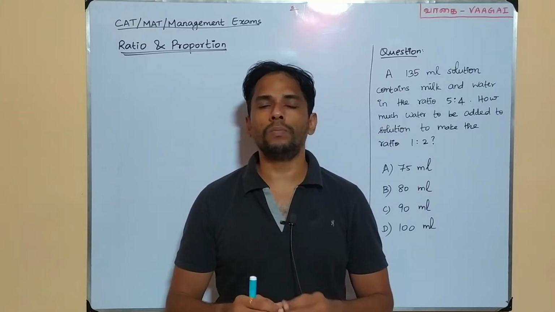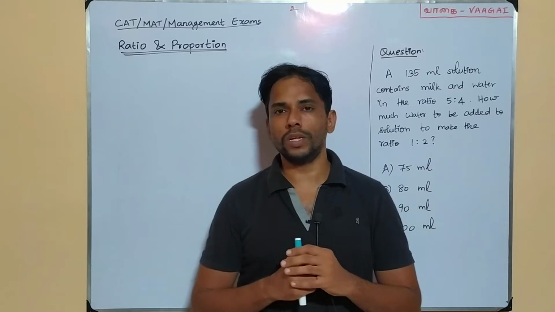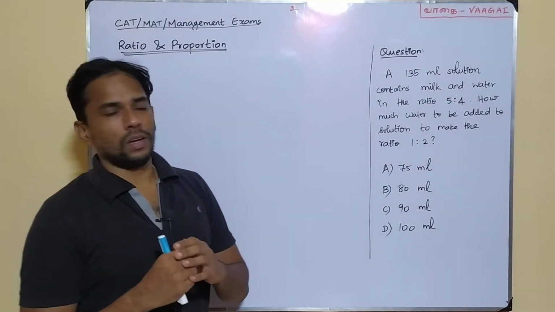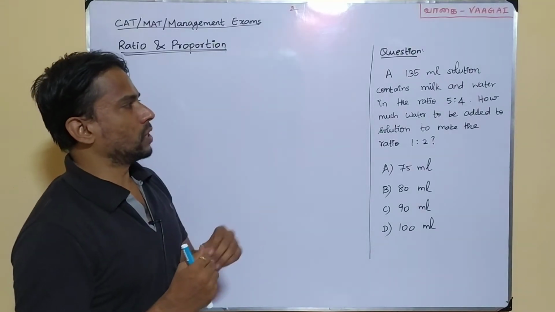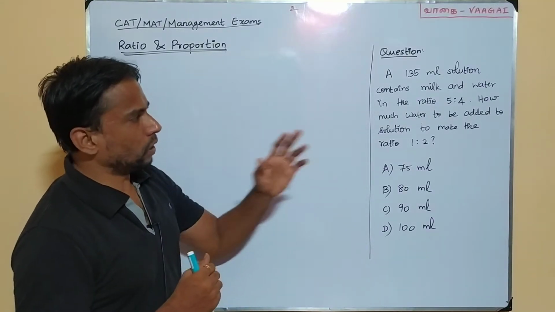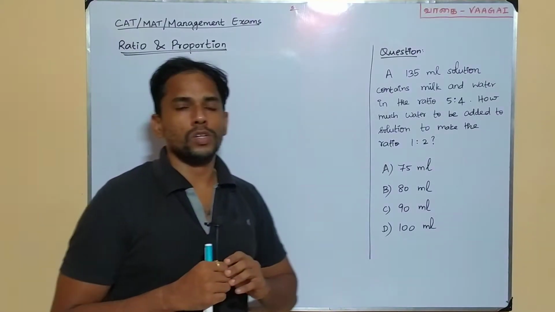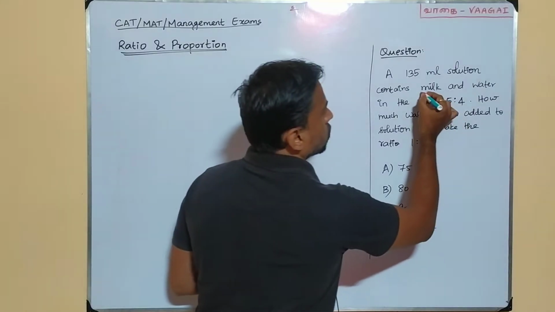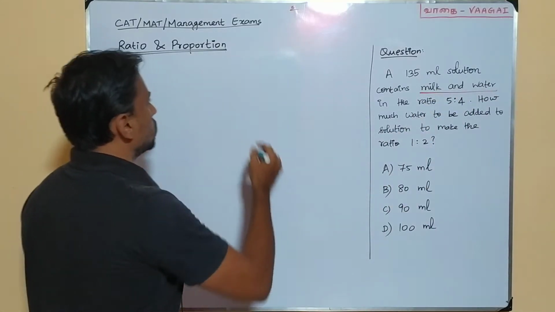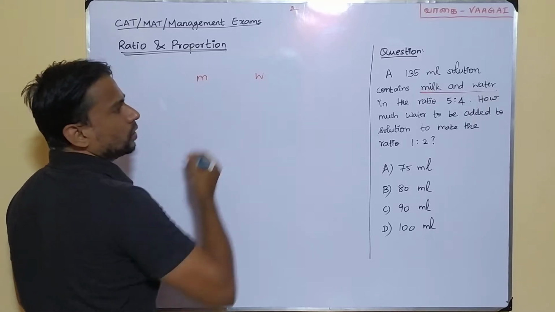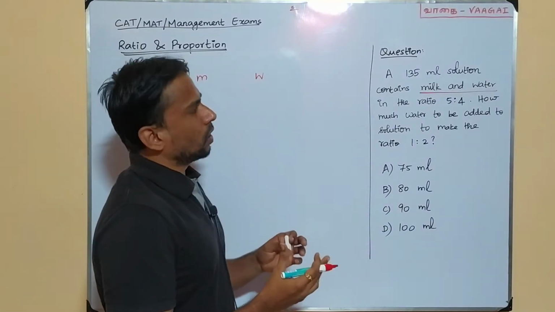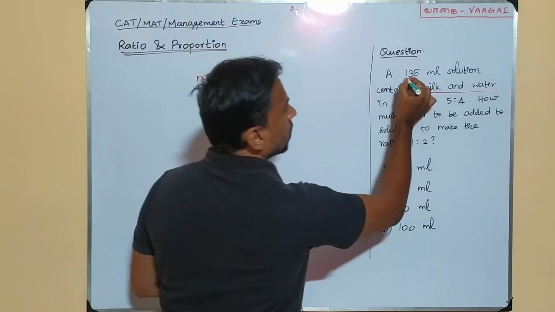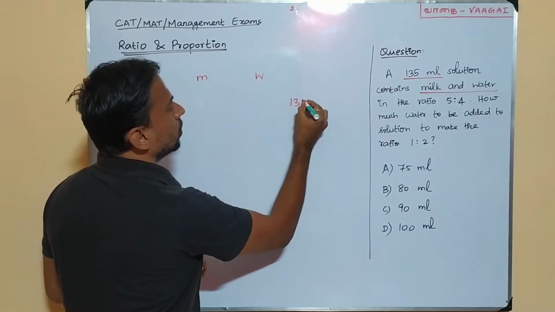This session we have a problem from the concept of ratio and proportion. Yes, let's see what problem we have. The question here is: a 135 ml solution contains milk and water in the ratio 5:4. So it is given that there is a solution, and that too a milk-water solution. They have specified that in the question itself. So you have milk as well as water, and how much is the solution? How much capacity do we have? We have got 135 ml.